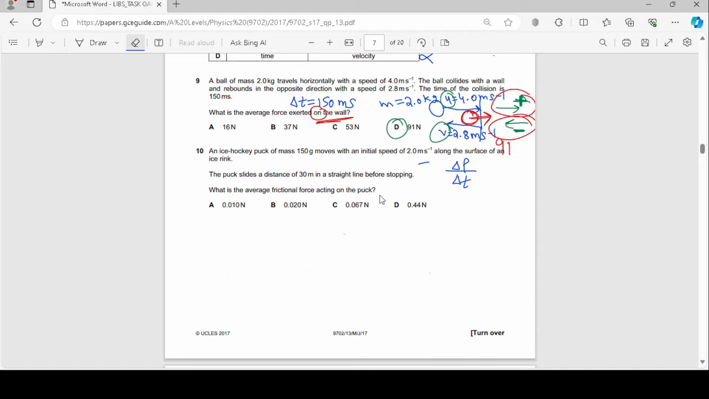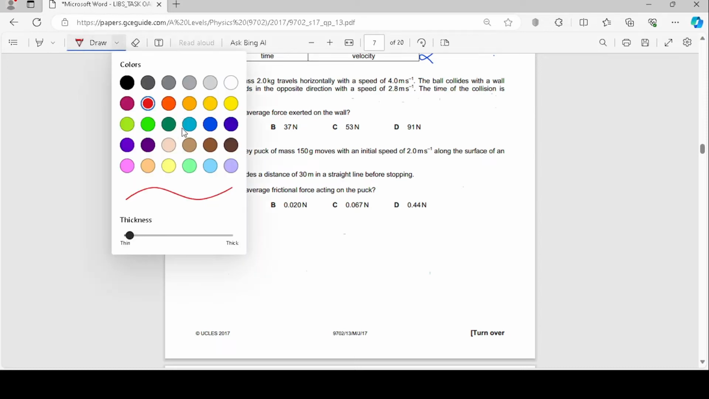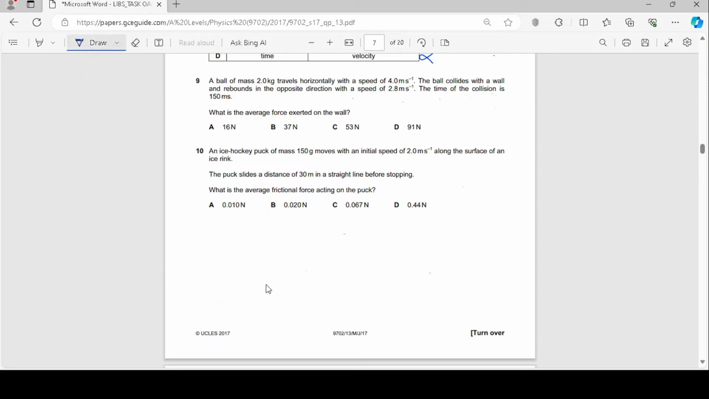An ice hockey puck of mass 150 grams moves with an initial speed of 2.0 meters per second along the surface of an ice rink. The puck slides a distance of 30 meters in a straight line before stopping. What is the average frictional force on the puck? All right, so let's make a diagram firstly.